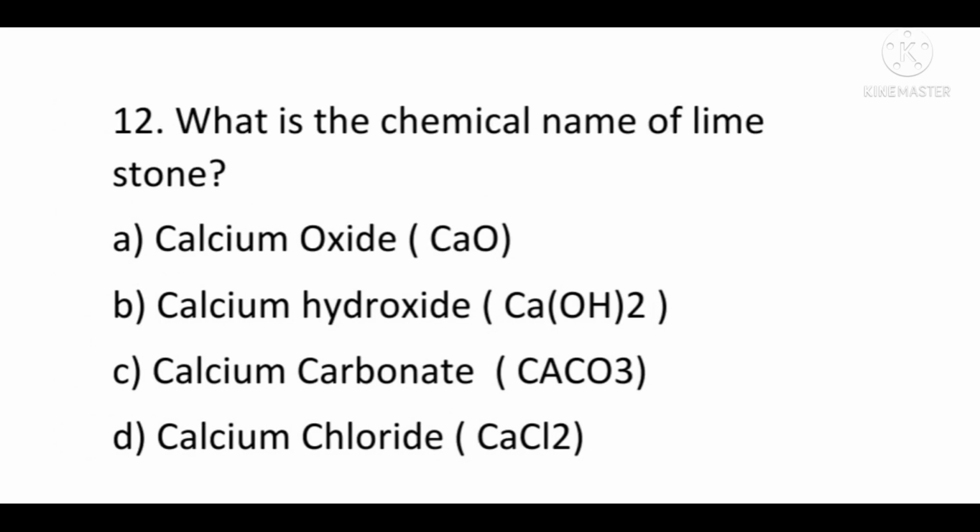Question number 12. What is the chemical name of limestone? Option A. Calcium oxide, B. Calcium hydroxide, C. Calcium carbonate, D. Calcium chloride. The answer is option C, calcium carbonate. The chemical formula is CaCO3. Remember, the chemical formula of marble is also CaCO3.